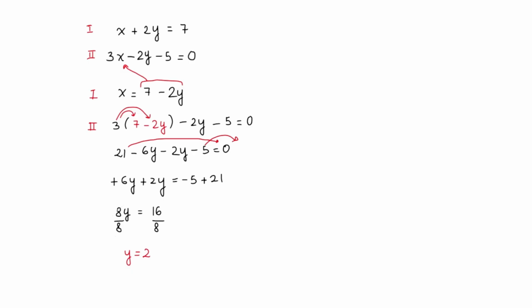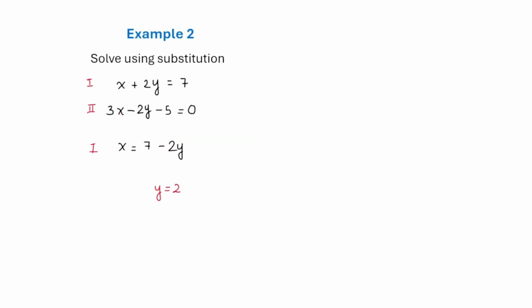We have found y. To find x, we can use any previous equation. The rearranged equation is the quickest. X is equal to 7 minus 2y. Substitute y is equal to 2. X is equal to 7 minus 2 times 2. X is equal to 7 minus 4. X is equal to 3. The solution is x is equal to 3 and y is equal to 2. As a coordinate point, open bracket 3, 2, close bracket.